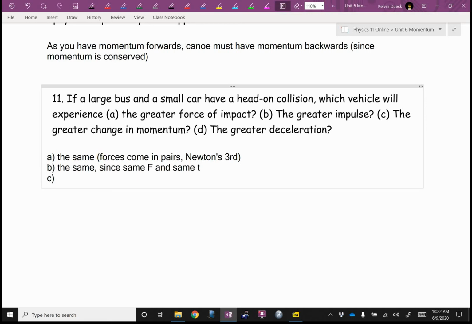Which one will have the greater change in momentum? The same, since impulse equals change in momentum. They're interchangeable with each other. The greater acceleration? The small car, since it has a smaller mass. And that's why the people inside the small car will experience greater damage, because what does the damage in an accident is not the force, it's the acceleration.